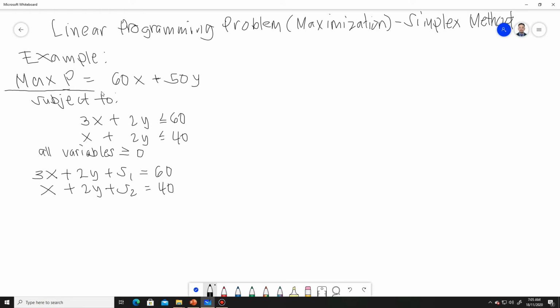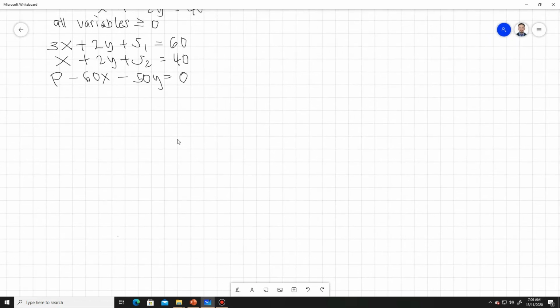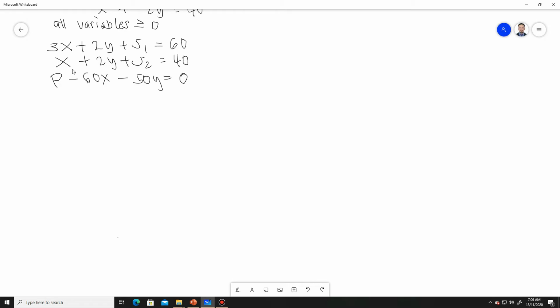For our objective function, we will use the variable p. Then we will equate this to 0. So we have p minus 60x and minus 50y equals 0. So this is in augmented form. Next procedure is to create a table using the coefficients of our equations.